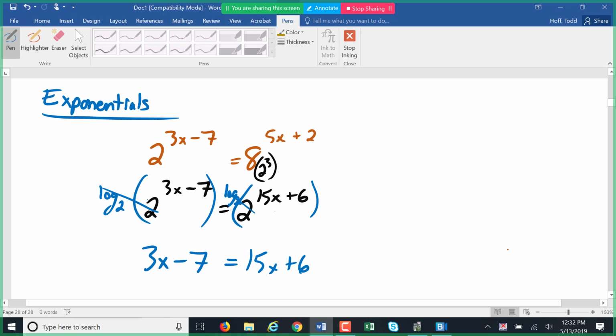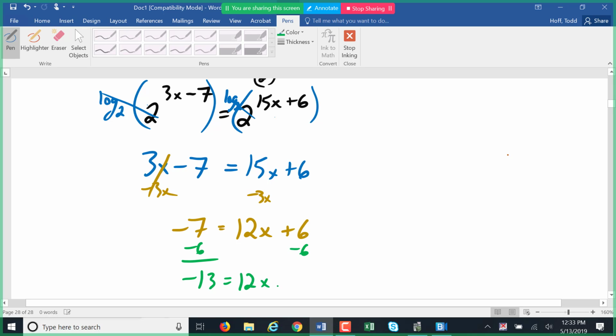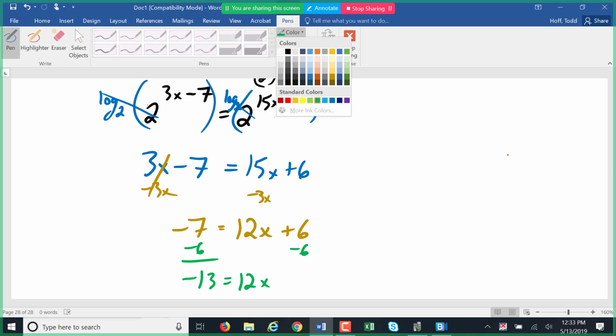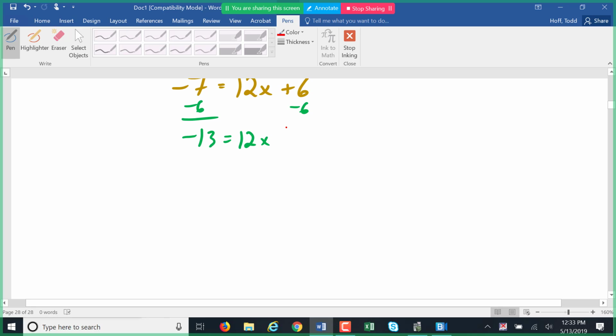This is just a linear equation, so I'm going to buzz through solving it rather quickly here. I can subtract 3x. So we got negative 7 equals 12x plus 6. We would subtract the 6. So negative 13 equals 12x. And finally, divide by 12 to get negative 1 1/12, or negative 1.083 repeating, equals x.